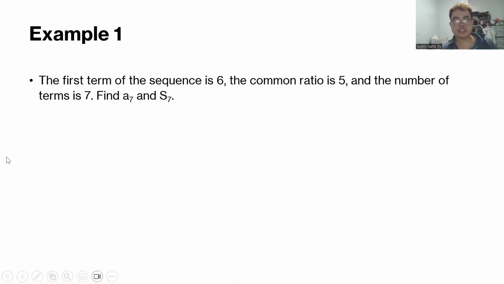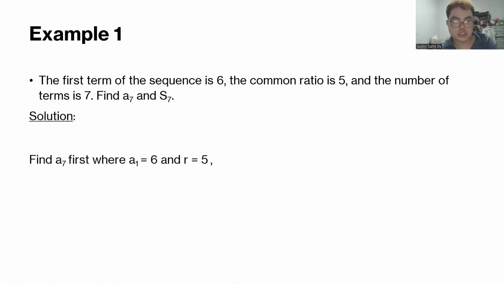Okay, so here's the first example. The first term of the sequence is 6, the common ratio is 5, and the number of terms is 7. So we're going to find a sub 7, which is the seventh term, and S sub 7, which is the sum of the 7 terms.